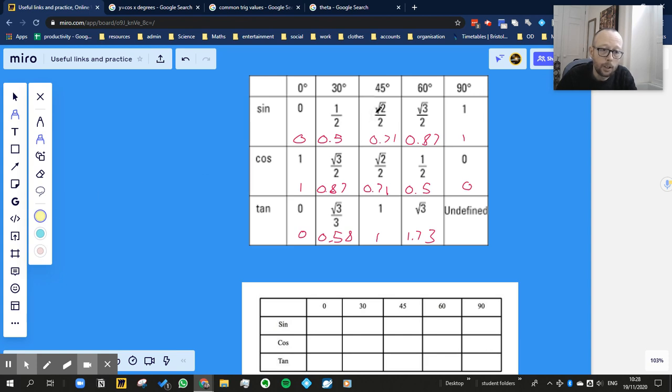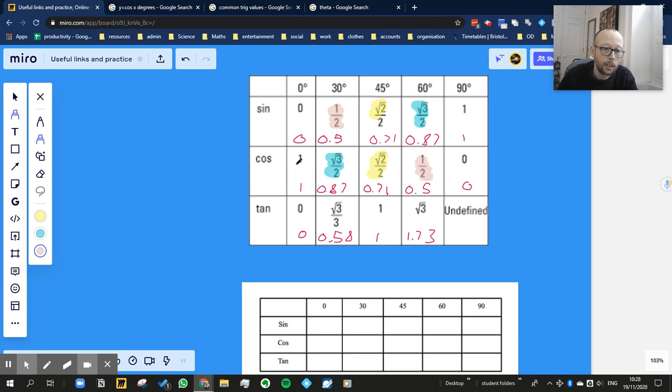For example, root 2 over 2 is the same over here. That means sine of 45 is the same as cos of 45. We'll understand why that is the case shortly. We can also see that sine of 60 is the same as cos of 30, and we'll understand why in a moment too. And also that sine 30, which is a half, is the same as cos 60.